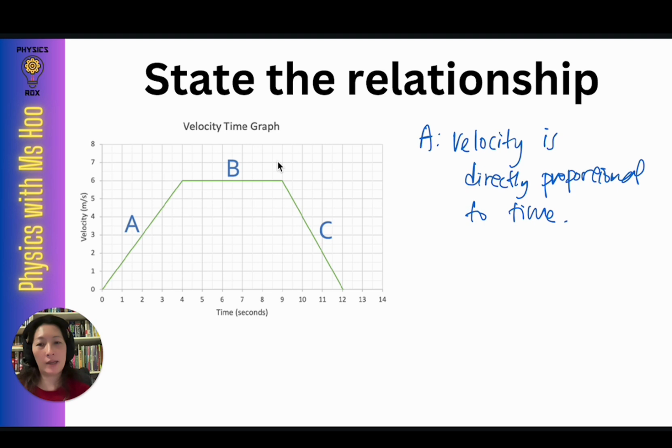For section B, you'll find that it is a straight line, but it is parallel to the time axis. So B is showing us constant velocity. There is no change in the velocity with regards to time. So I'm just going to write constant velocity.